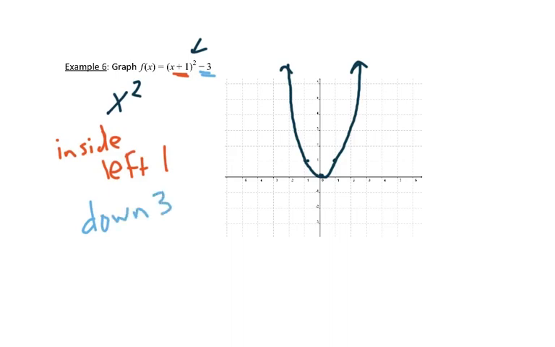So each one of those points we're going to go left 1, down 3. Left 1, down 3, and left 1, down 3. So we get those 3 points, and then we'll draw our curve, U shape, through those 3 points. And that green line is our final answer.